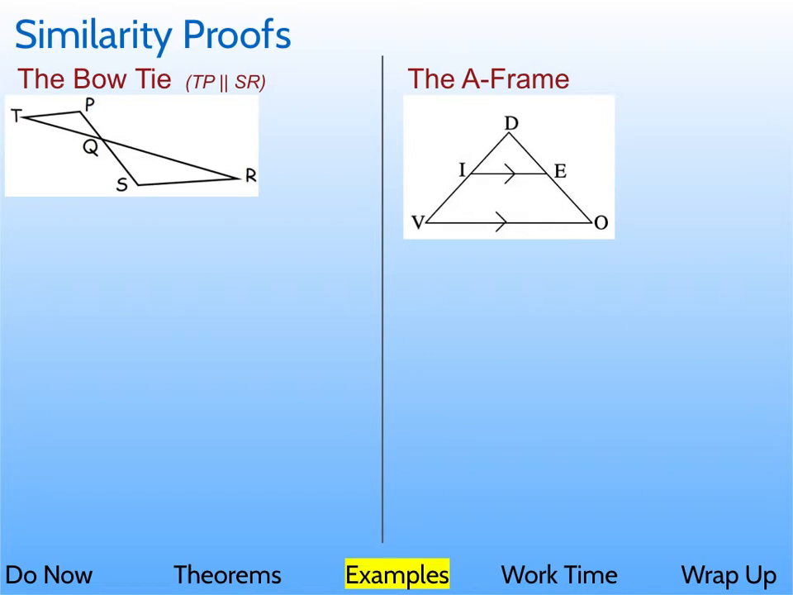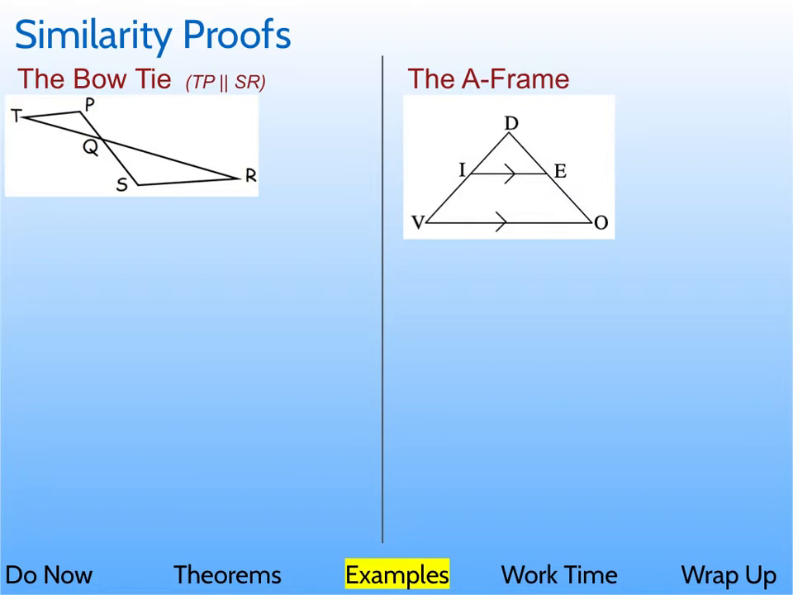Okay, so what we're going to do here is we're actually going to prove some triangles similar, and these are the two most famous, really, similarity proofs that are out there. There's this one that I like to call the bow tie because it kind of looks like a bow tie if you turn it and move it around a little bit. And this one's like an A-frame, like one of those houses that's like a big triangle but with a beam going across the middle. So, let's start with the bow tie.